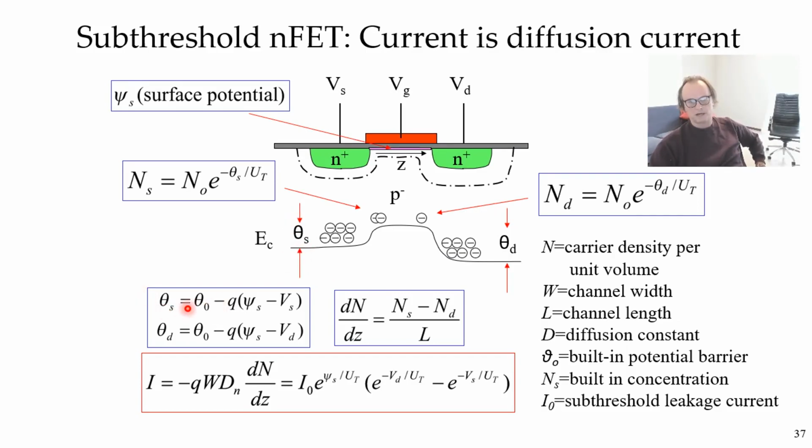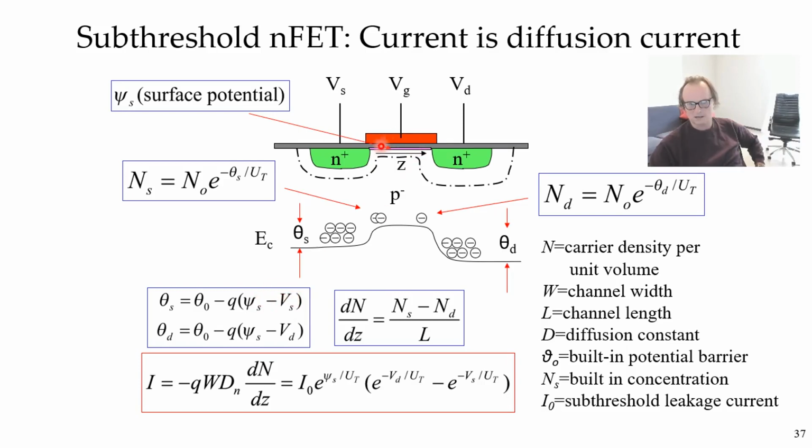So the source barrier is actually some built-in barrier. That's the built-in potential between the N and P regions, which we worked out last time. It's proportional to the thermal voltage times the log of the product of donor and acceptor concentrations divided by the square of intrinsic concentration. But it's this built-in barrier minus Q. You need that to change from volts to potential. Minus Q times psi S minus Vs. If you look at this, it's just how much the barrier is reduced or increased by a source voltage.